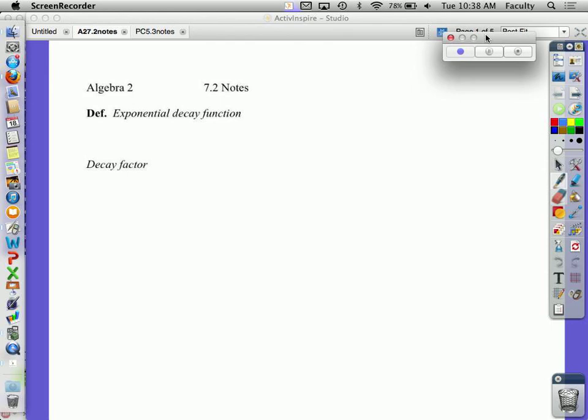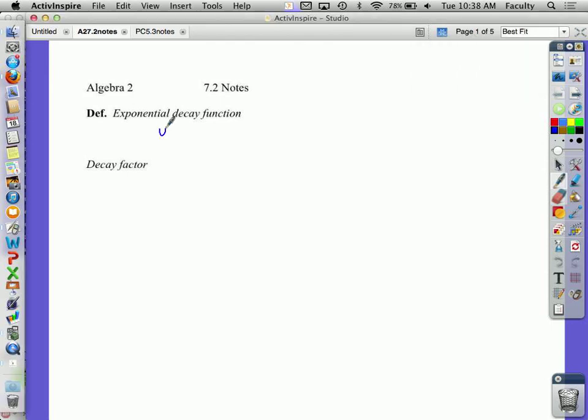All right, exponential decay function. If I have y equals a times b to the x, this is a decay if a is positive and b is a number between 0 and 1. The decay factor is b. So, what I want to do here is you should have some space here, hopefully.